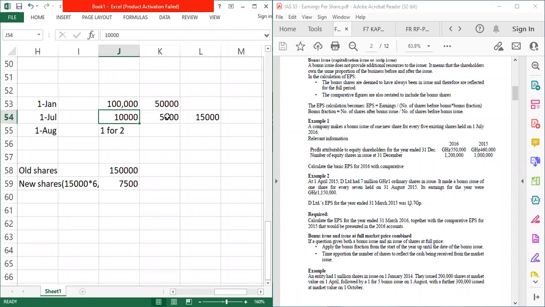Then we divide it by 2, which is 6 months. We have 7,500. So if you want to know your weighted average, it's 157,500. This is how we do it when there is a bonus issue and a full market price combined. Any question before we move on to the next question?